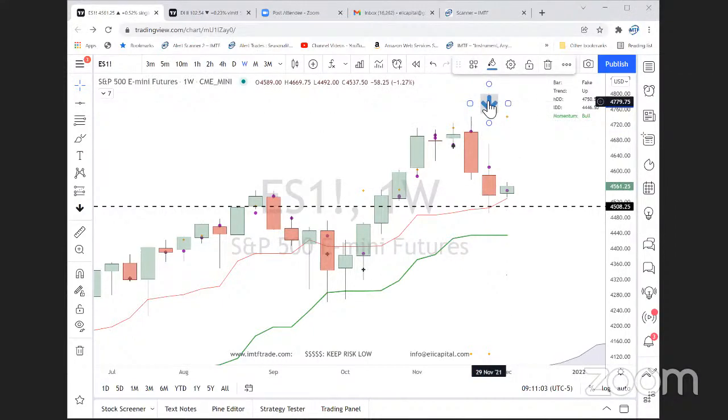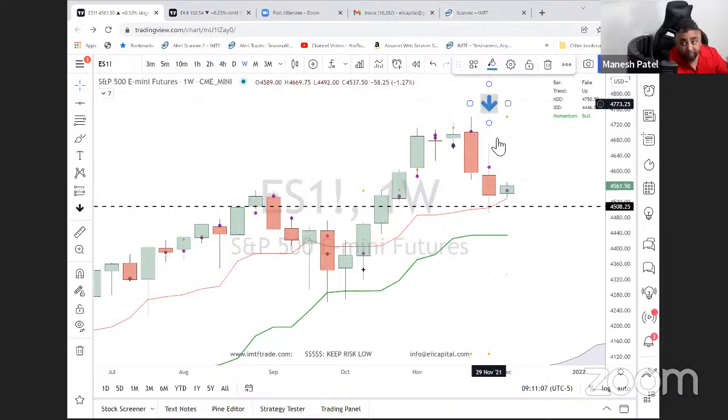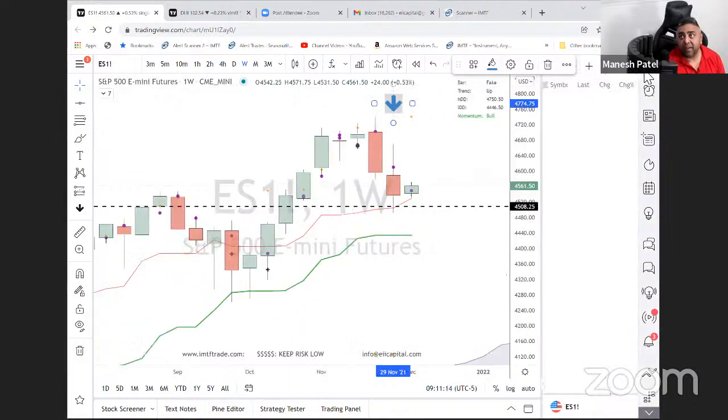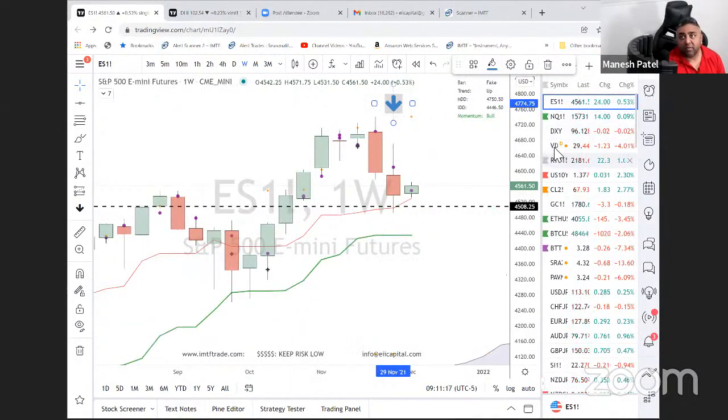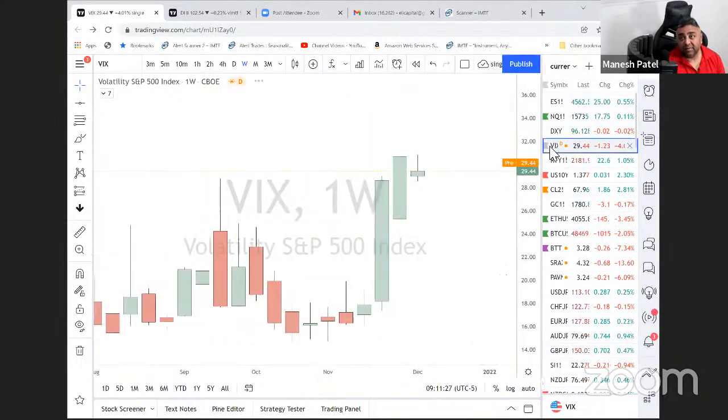Okay. Now, last 2 weeks, we've had real bearish bars for the E-mini. Agreed? We're now going to compare it to the VIX. And the VIX is an inverse relationship. So if this downward movement is for real, then the VIX should have 2 real bullish bars. Everyone okay with that?